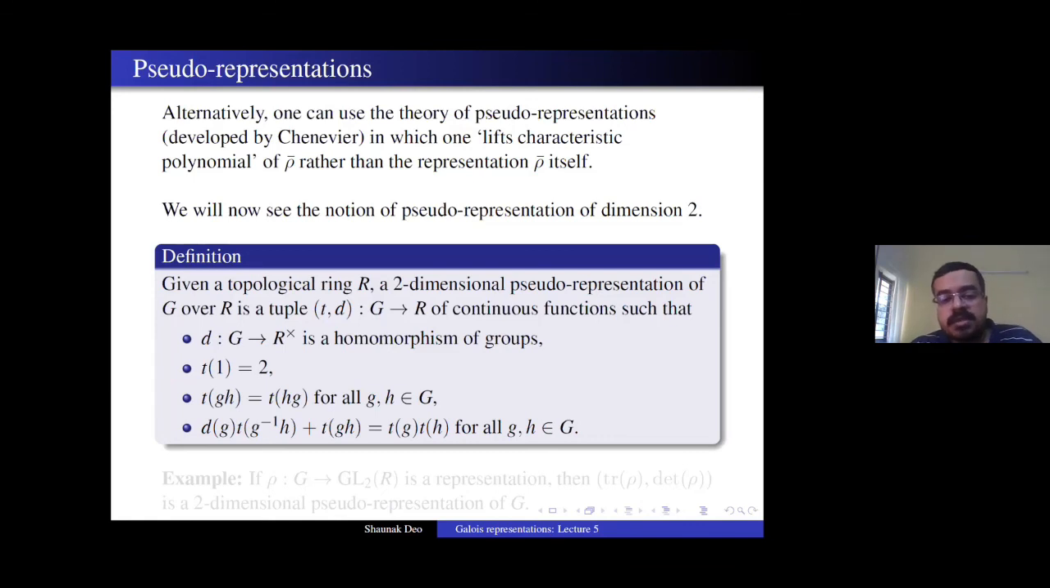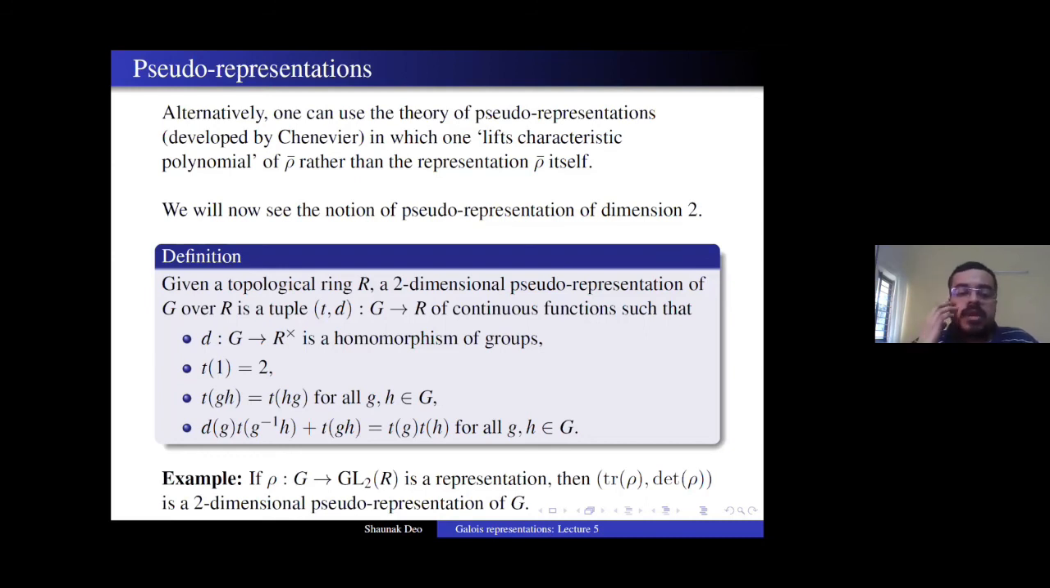You would wonder that these seem like weird conditions, but as an example, if you have a representation ρ from G to GL_2(R), then trace and determinant will give you a two-dimensional pseudo representation of G. So roughly speaking, whenever we say a pseudo representation of dimension 2, we mean a two-tuple of functions which behave like trace and determinant. They are not really the trace and determinant of a representation.